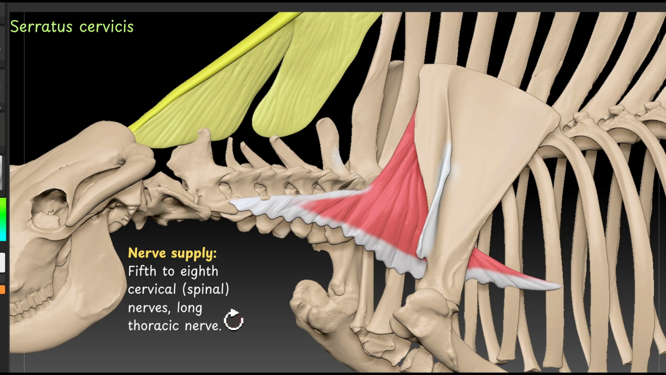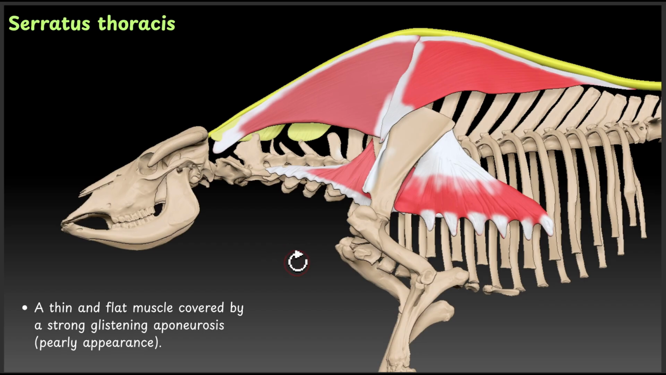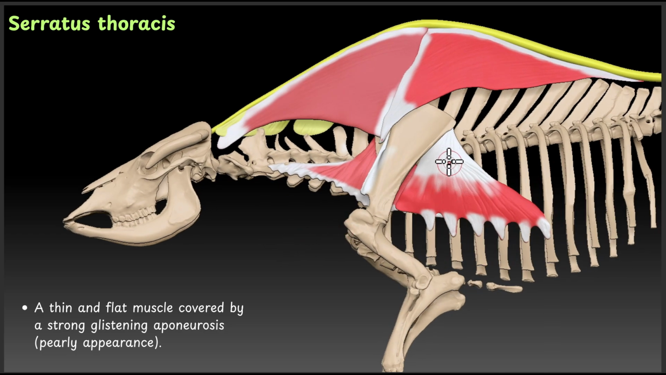Nerve supply: fifth to eighth cervical nerves, long thoracic nerve. The next muscle is serratus thoracis. This muscle is the serratus thoracis muscle. It is the thoracic part of the serratus ventralis muscle.